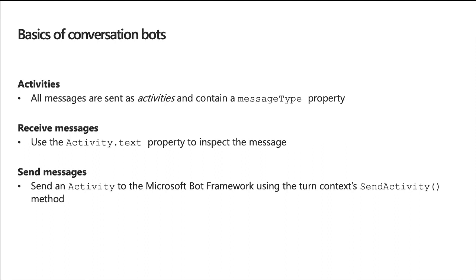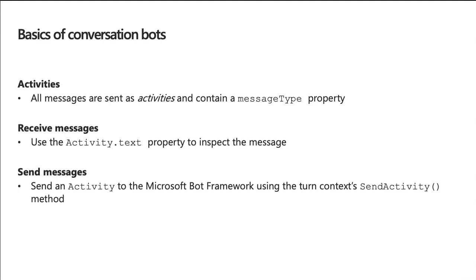Each message is an activity object with a message type property that's set to message. When a user sends a message, Teams posts the message to your bot, specifically sending a JSON object to your bot's messaging endpoint. Your bot examines the message to determine its type, and responds accordingly.